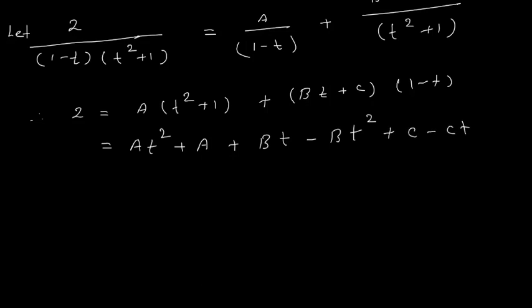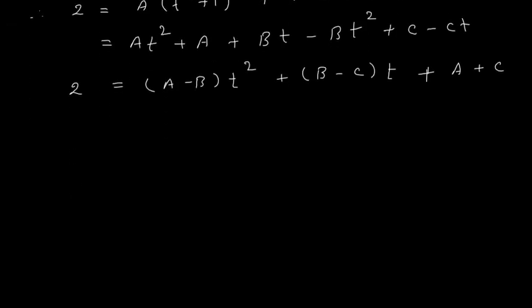Okay, now I collect all t square together. So here I have a minus b times t square, then I collect all t terms, so plus I have b minus c times t, then I have a plus c. A plus c is the constant term, and on the left hand side I have 2. So I will compare the t square term on both sides, t on both sides and the constant on both sides.